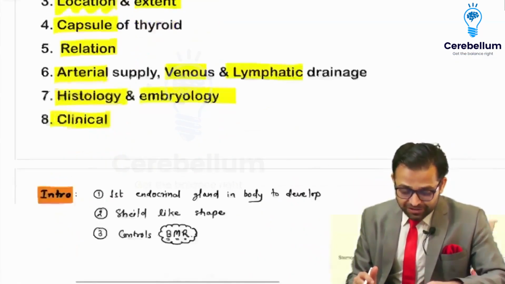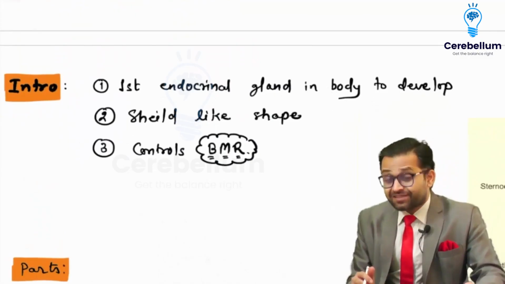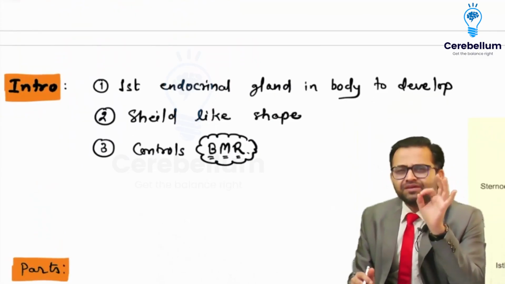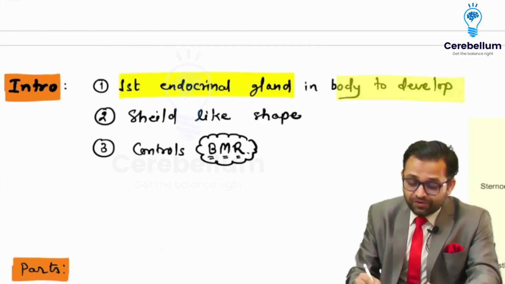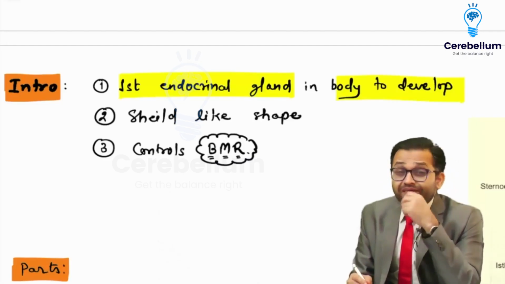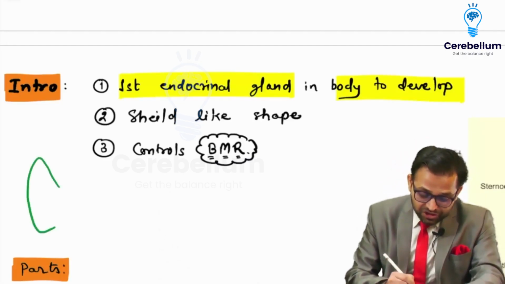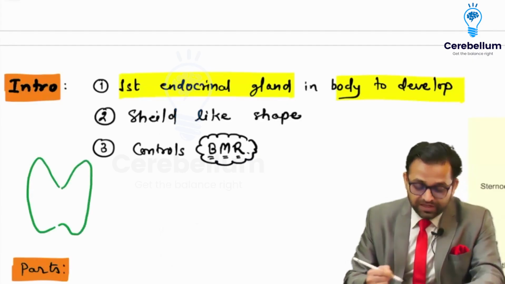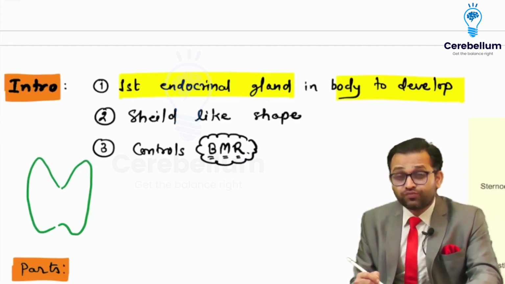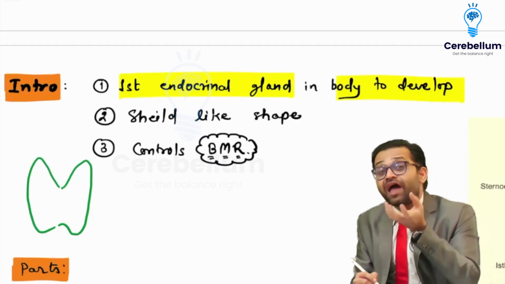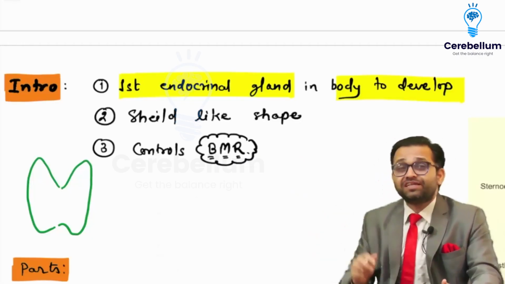So let's start this topic with the introduction. First point: the thyroid gland is the first endocrine gland which gets developed in the body. MCQ. Its shape is just like a shield, the old time shield which was used by the gladiator, the warrior, according to which it is named thyro. Thyro means shield. Thyroid gland has a shield-like shape.